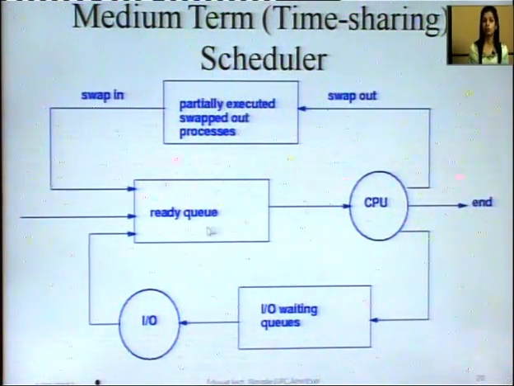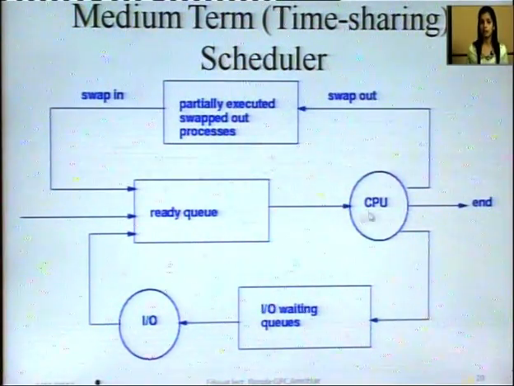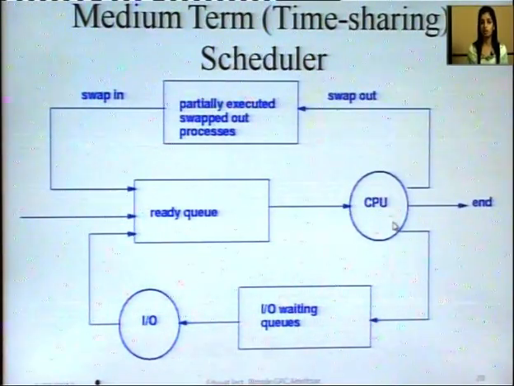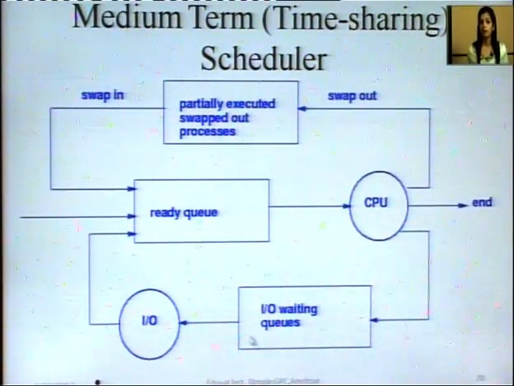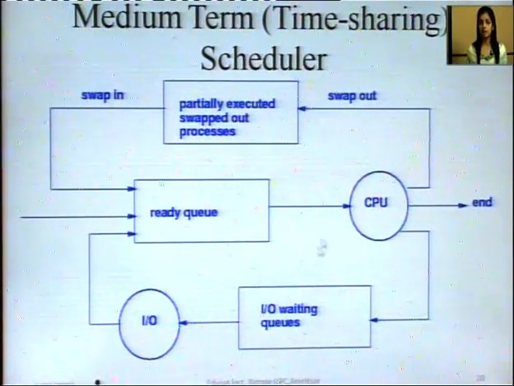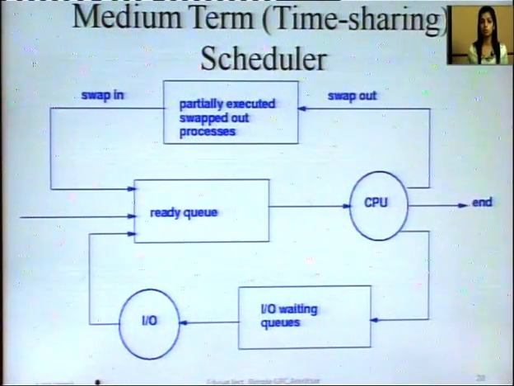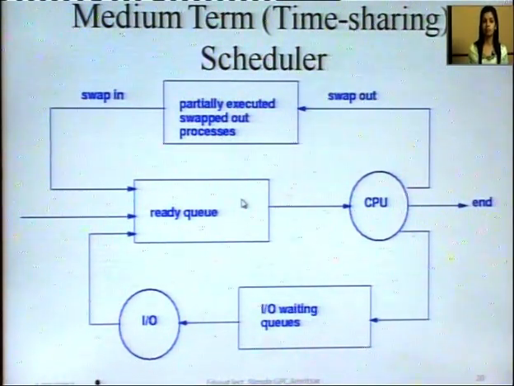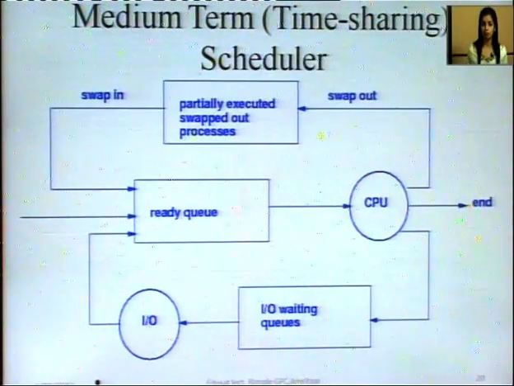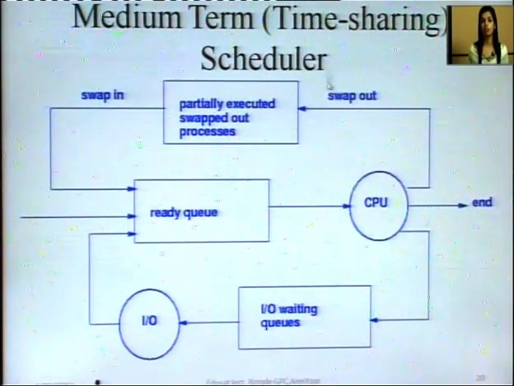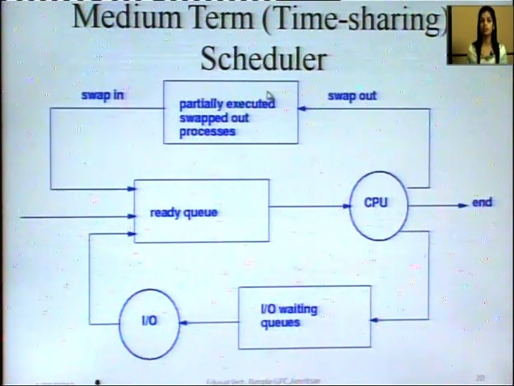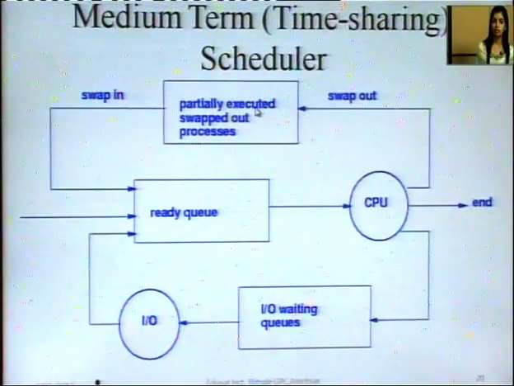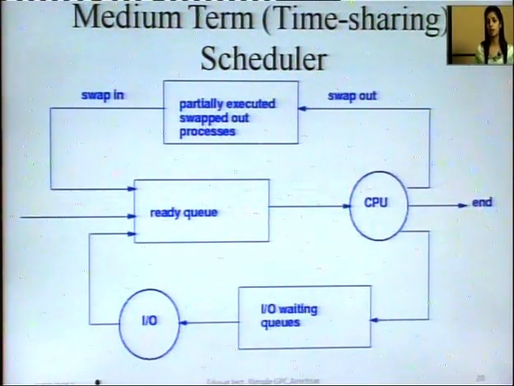In the ready queue, a number of processes are ready to execute, and they are getting their CPU time. If they require any input output device request, then it goes to the input output queue, otherwise it goes to this partially executed stage. That means in between, if any process is interrupted, then the partially executed process is stored in this stage. Okay. So, this is a medium-term scheduler, which happens in time sharing systems.